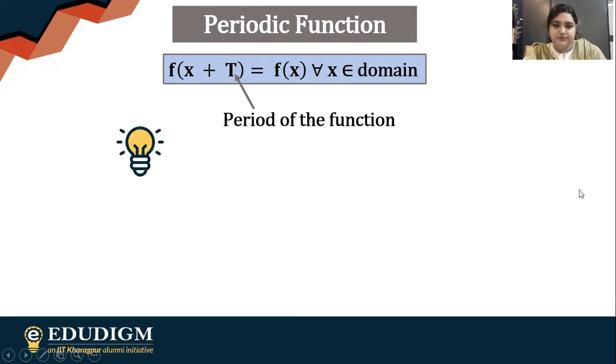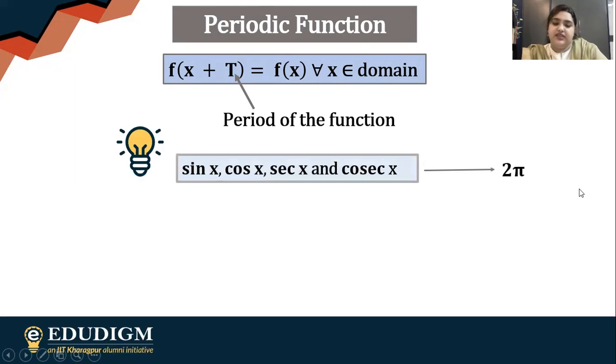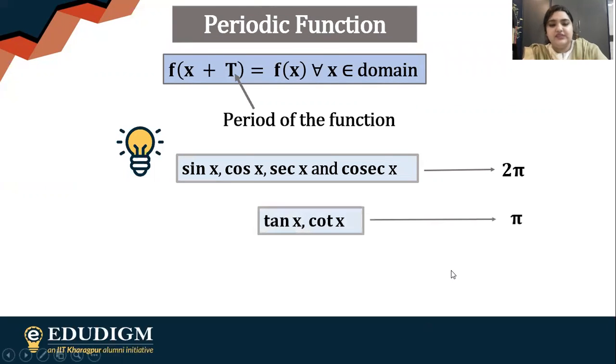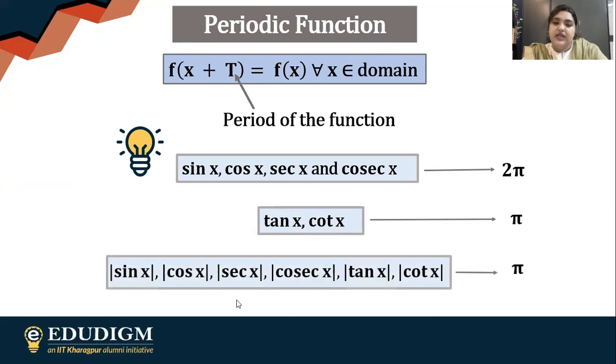For example, sin x, cos x, sec x, cosec x, all these are periodic functions with periodicity 2 pi. Tan x, cot x are also periodic, with periodicity pi. And if you consider the modulus of sine, all of them will be periodic with pi. Now, this is very important. You have to see all the trigonometric functions are periodic. Next, you're also going to learn about inverse trigonometric functions, etc. These kinds of concepts will be very, very helpful.